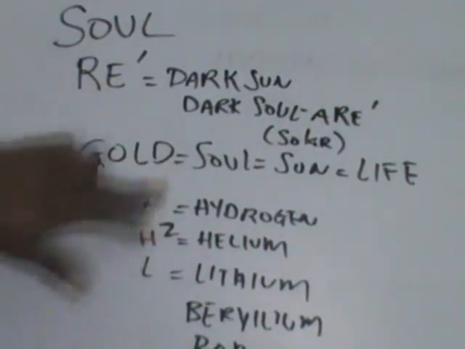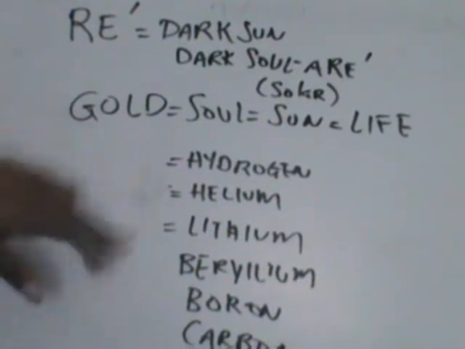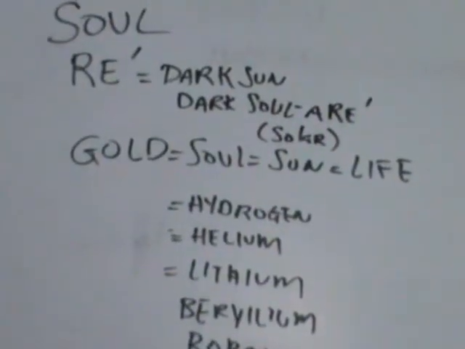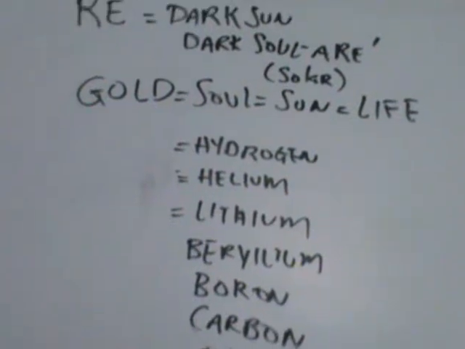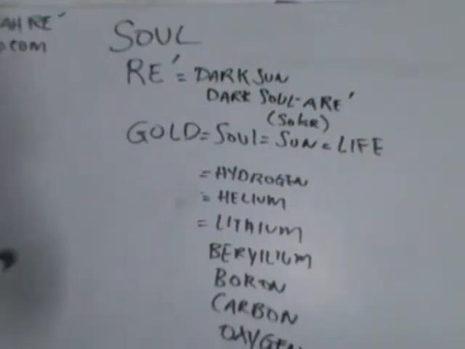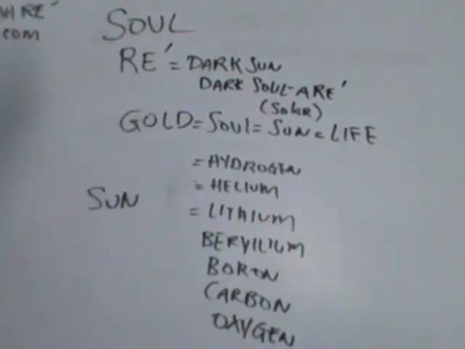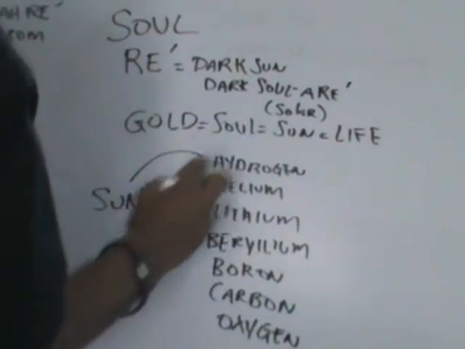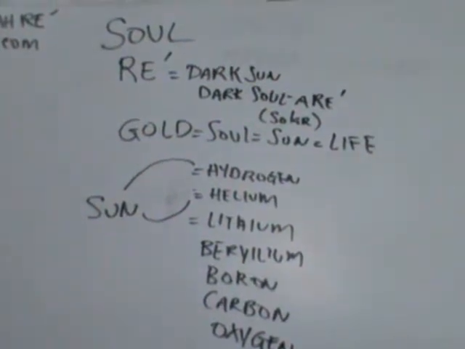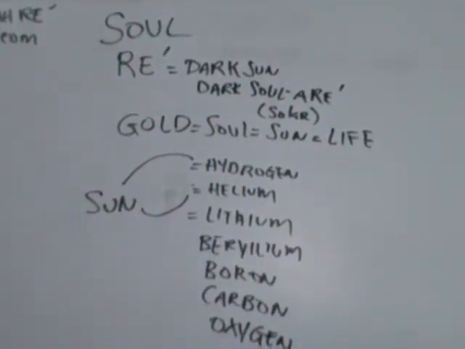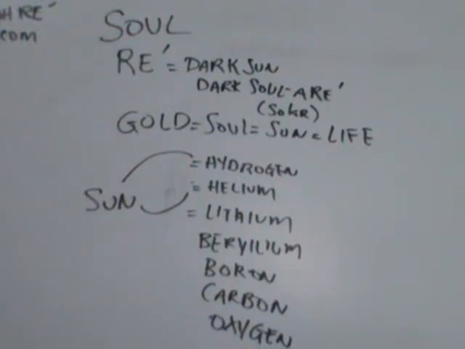Alright, let's just do this. Let's get rid of that right there. Okay. Now, the sun, or the soul, or the solar, the actual sun in the sky, it's composed of mostly hydrogen and helium. It's hydrogen and helium that you are, as far as the soul is concerned, or as far as the sun is concerned, the physical sun, which would be Ra.